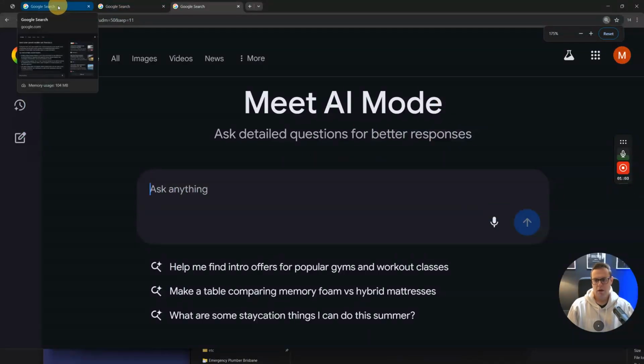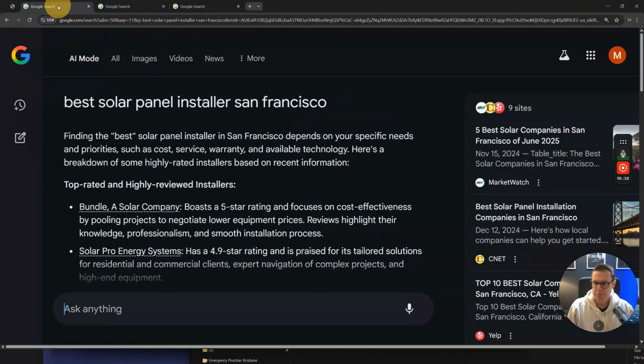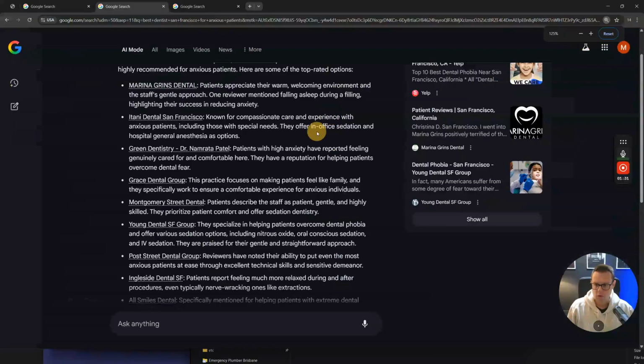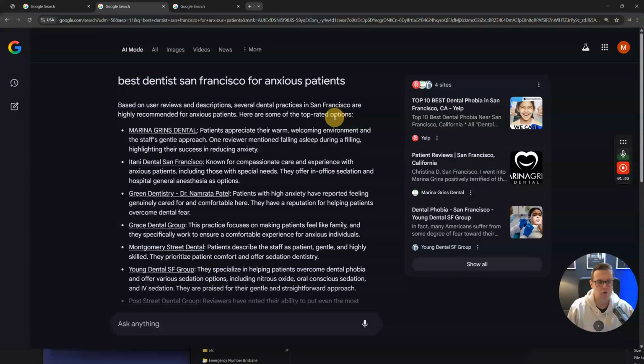And we're going to be doing a couple of searches and comparing what the search results look like at the moment, and diving deeper into where Google is getting that information from and how we can rank inside of AI mode going forward. So we're looking at a query here, first of all, which is the best dentist in San Francisco for anxious patients. So let's firstly compare these search results.